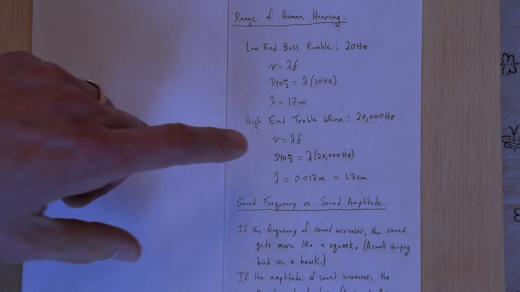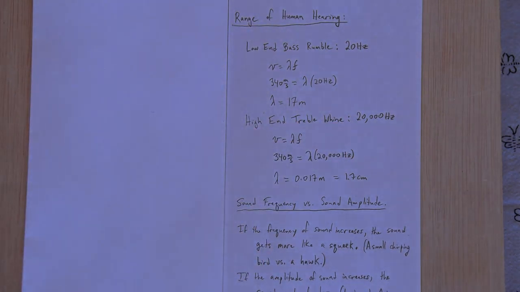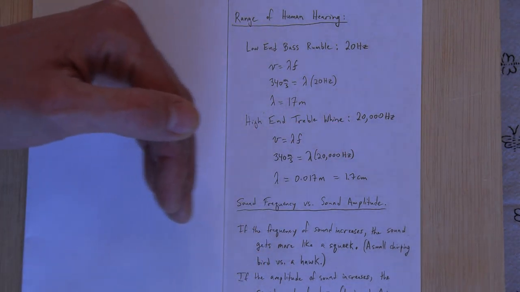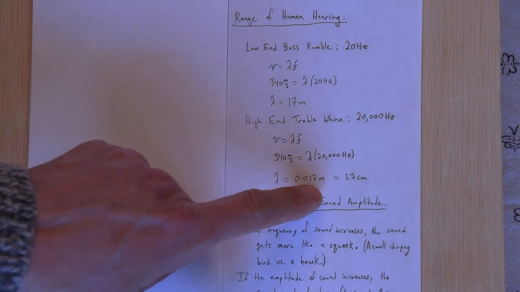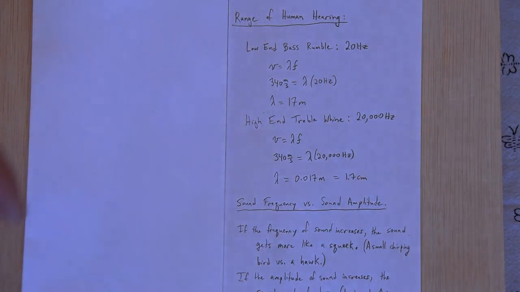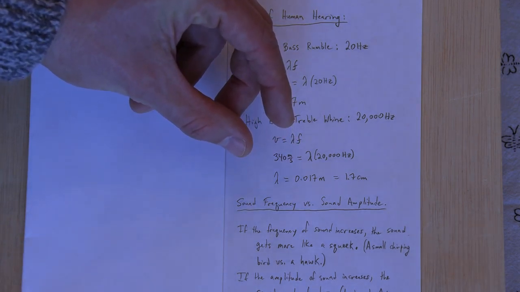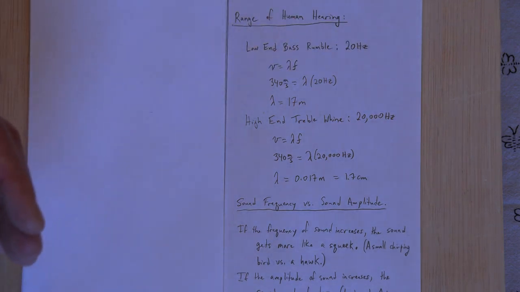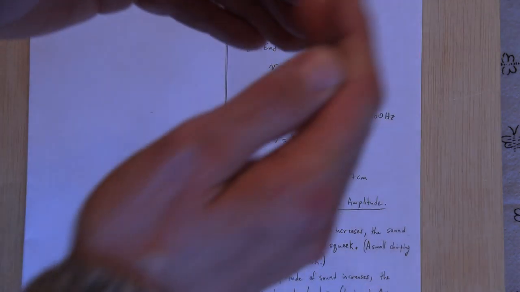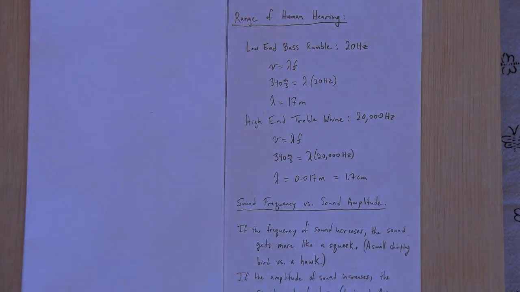At the highest whine of 20,000 hertz, the speaker is vibrating in and out so rapidly, if you calculate the wavelength, you get 0.017 meters or 1.7 centimeters, about that far apart. So that's how far apart each compression is that goes into your ear, races in and strikes your eardrum and makes it vibrate to make you perceive the sound.